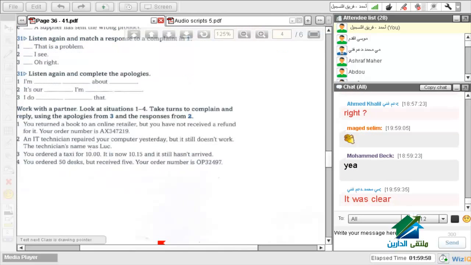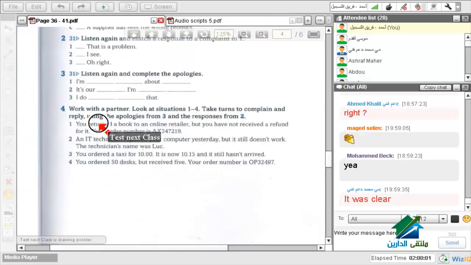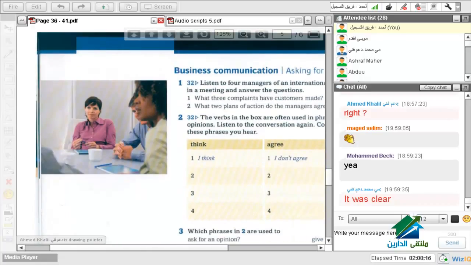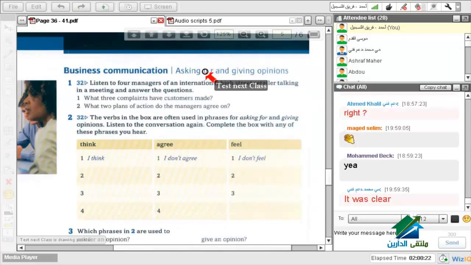Okay. Exercise number 4. This is the practice. You need also to include it in your practice hour, please. Business communication, that's very important. I'll play the audio about asking and giving opinions, how you give an opinion and ask for an opinion in a meeting. You can ask your colleague inside the office. Are you guys following me? I can't see any response.